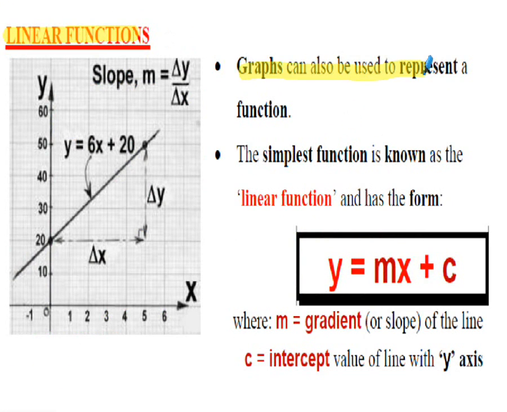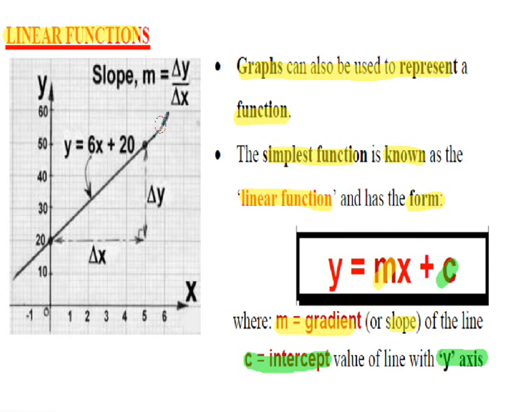Graphs can be represented as functions, and the simplest function is known as that of the linear line or the linear function. It has the form y is equal to mx plus c, where m is the gradient or the slope of the line, and c is the intercept of the line with the y-axis.